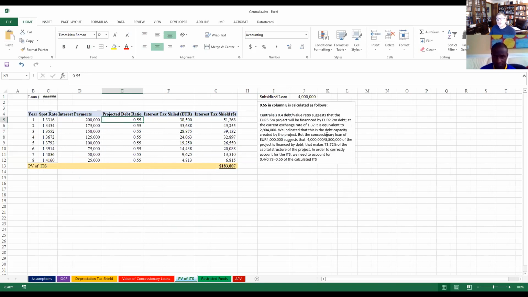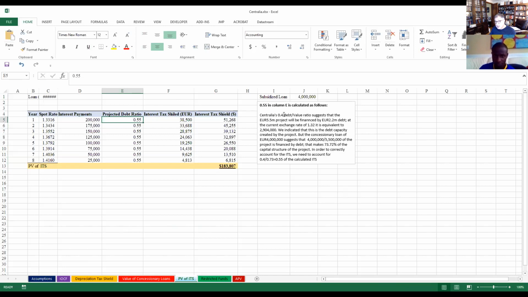So we will assume that the company, although it is using this amount of debt to finance this project, will have to scale back its leverage by maybe issuing more equity. So what we need to do is not account for all the tax shield that this project is creating, because it is using a lot more debt than it is supposed to use. The actual debt ratio, if you use the 4 million out of $5.5 million of project cost, is actually 73%.